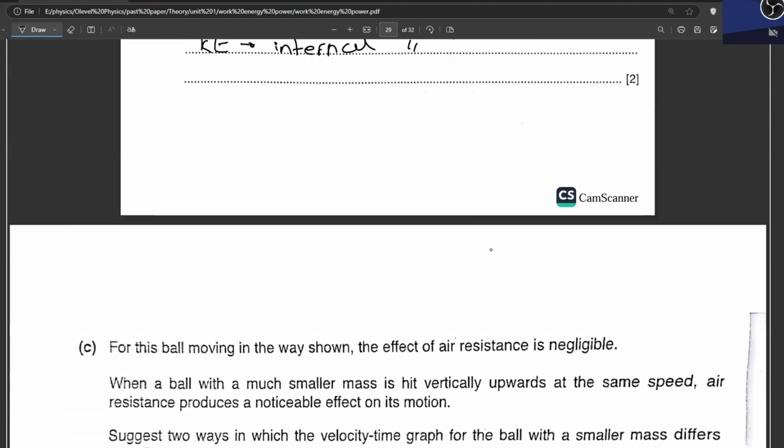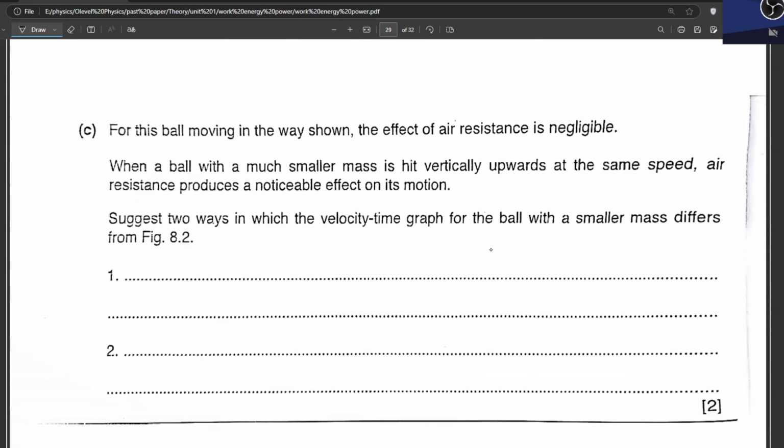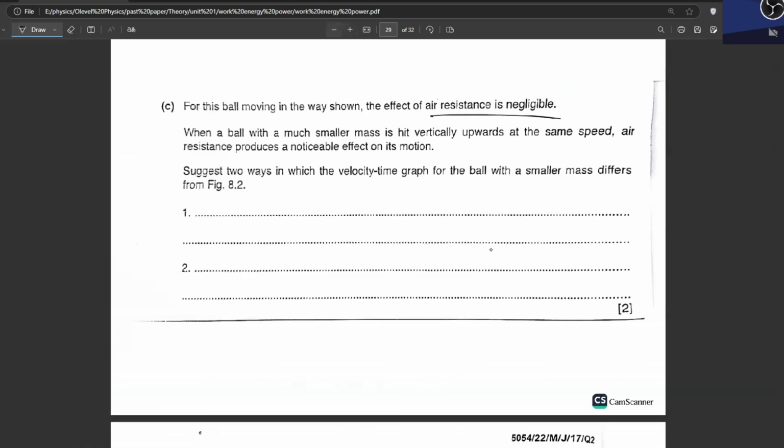Let's further move ahead. For this ball moving in the way shown, the effect of air resistance is negligible. Okay. When a ball of much smaller mass is hit vertically upwards at the same speed, air resistance produces a noticeable effect on the motion. Suggest two ways in which the velocity time graph for the ball with a smaller mass differs from figure 8.2. First of all, a smaller distance will be traveled.